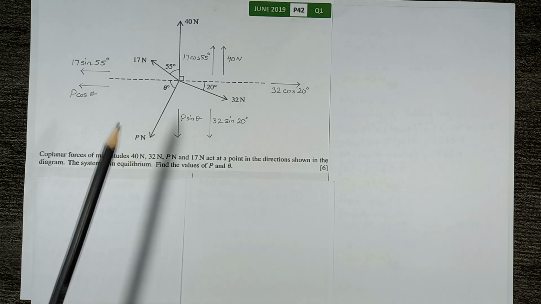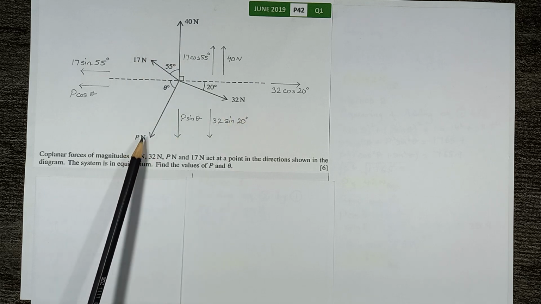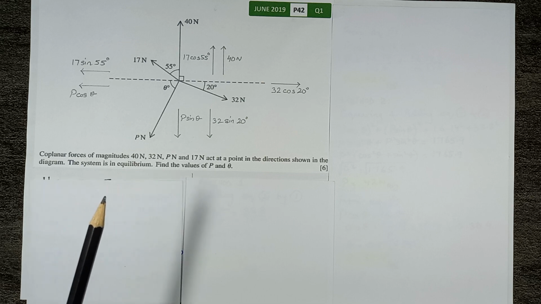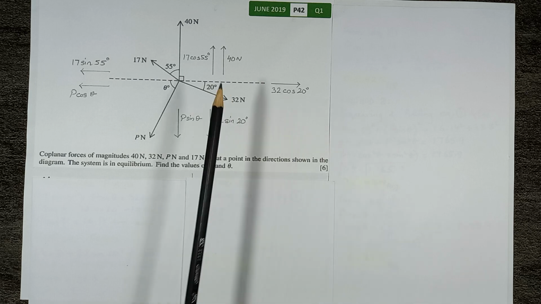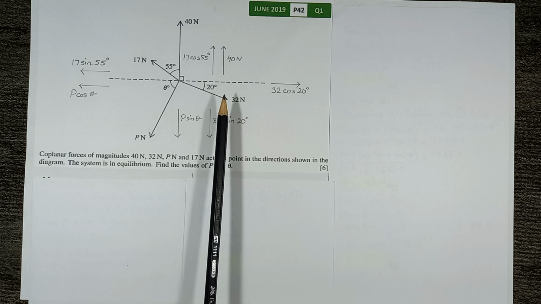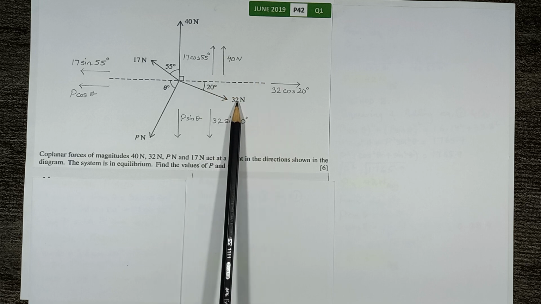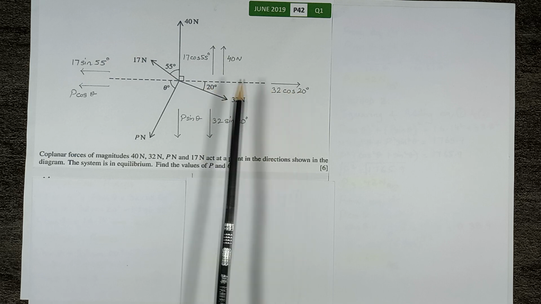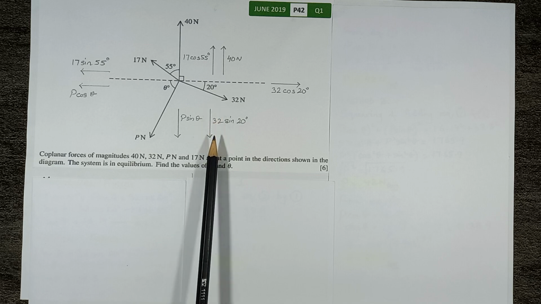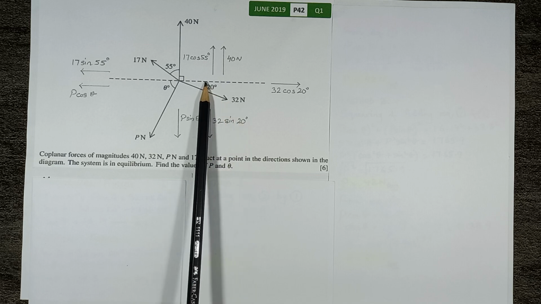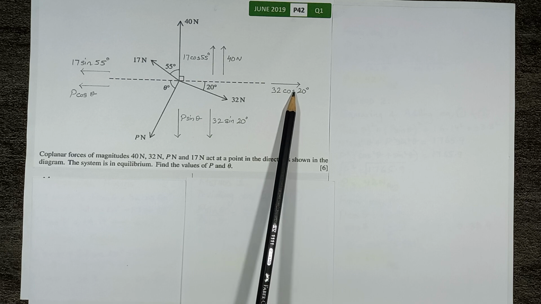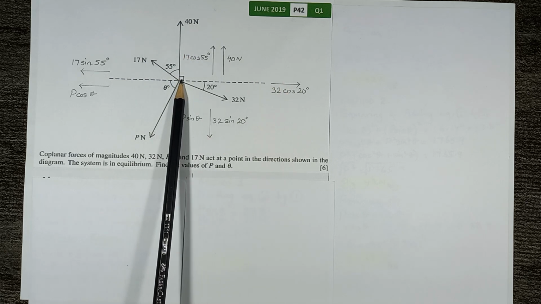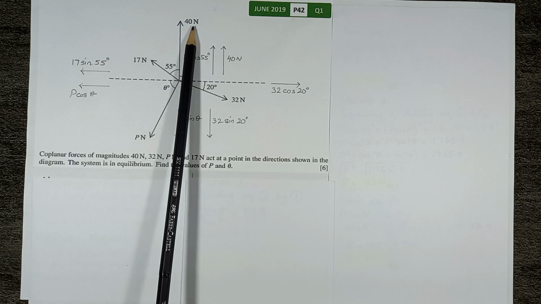So the question that they have given us is that we have four forces. We have to find the value of P and theta, and the condition given is an equilibrium condition. So we would split up the forces into horizontal and vertical. By splitting up the horizontal and vertical forces, as you can see, 32 Newton is at 20 degrees. So the cos component would be 32 cos 20 over here, and the vertical side would be 32 sin 20, because this angle is with this side. So definitely that would be a cos component. 40 Newton is purely a vertical component, so no horizontal component for this one.